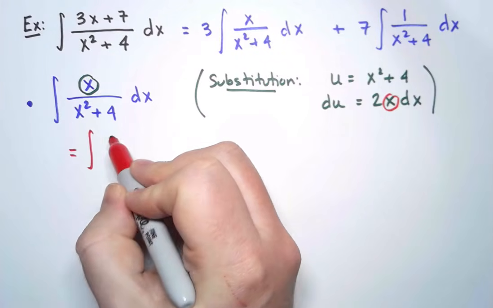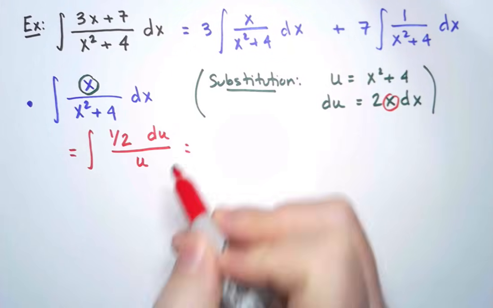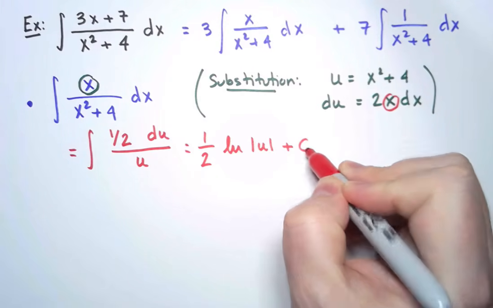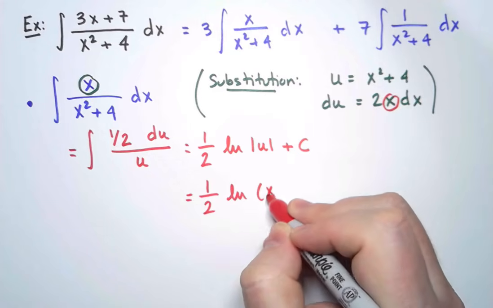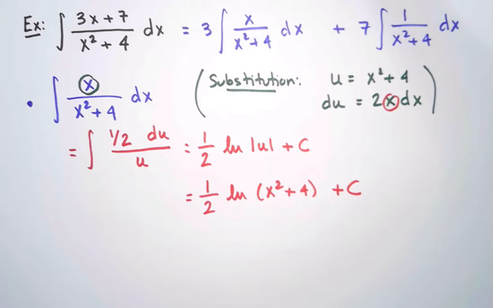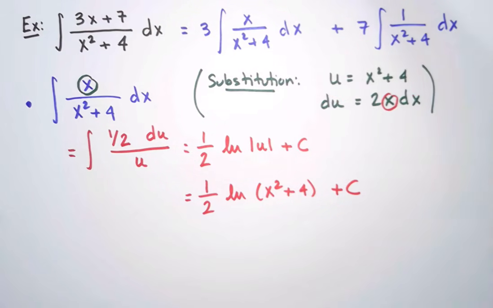The top now becomes 1/2 of du, and the bottom becomes u. So an antiderivative is 1/2 of the logarithm of the absolute value of u plus an integration constant, and that is 1/2 of the logarithm of x squared plus 4 plus an integration constant. I can get rid of the absolute values because that's always positive. So that's how I deal with the first one. Now let's look at the second.